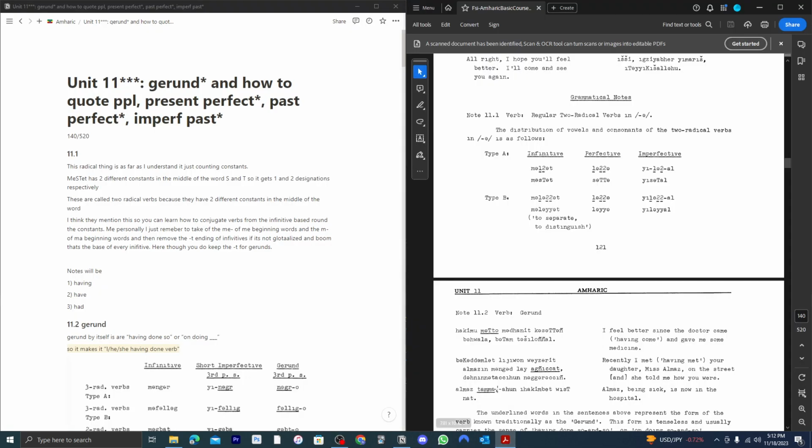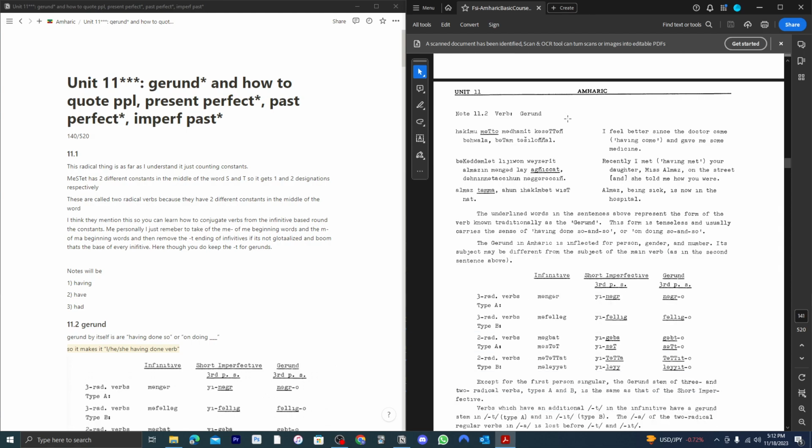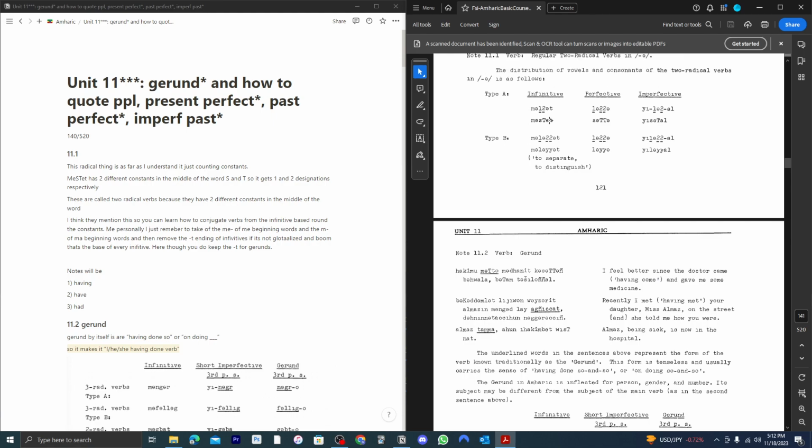Okay, let's do this. It's going to be a little bit on the fly. I didn't practice as much as I wanted to. But chapter 11, the gerund, starting with that. I'm actually going to jump a little bit down here before I come back up to these verb classifications.